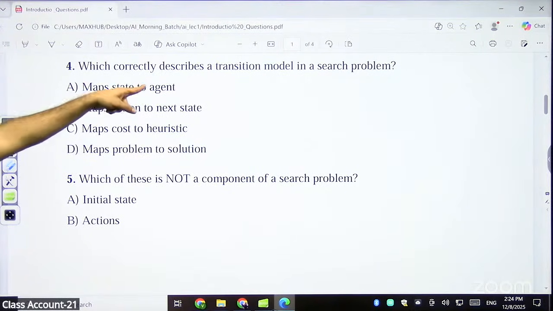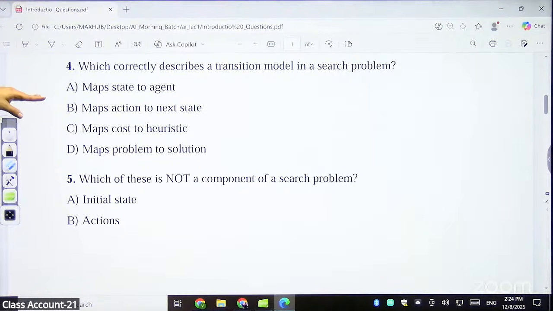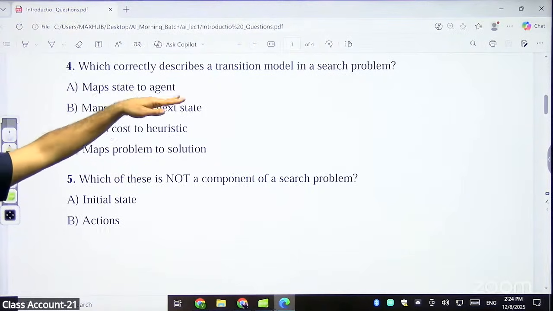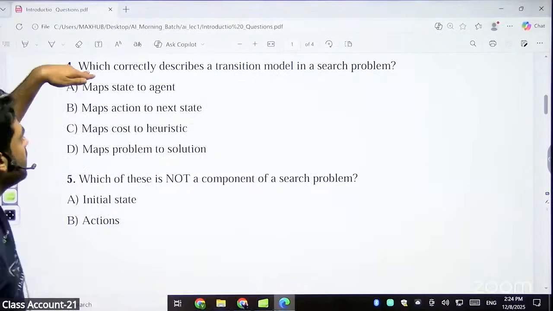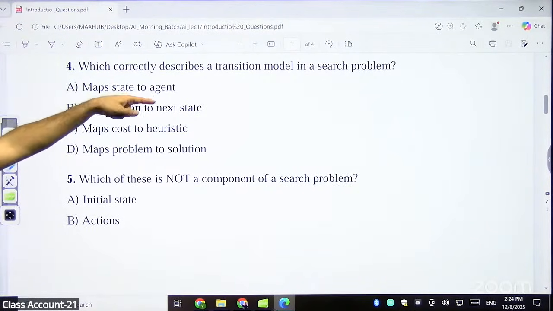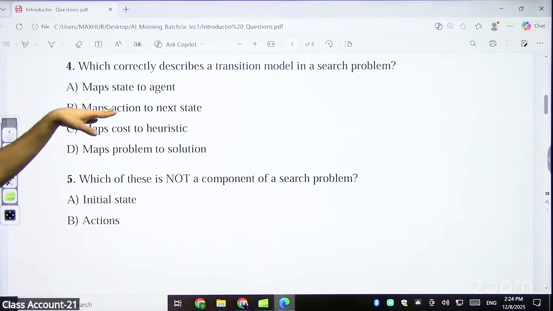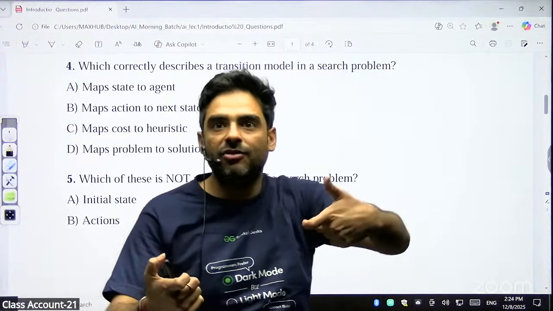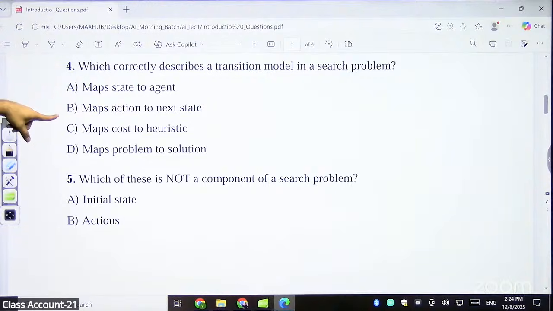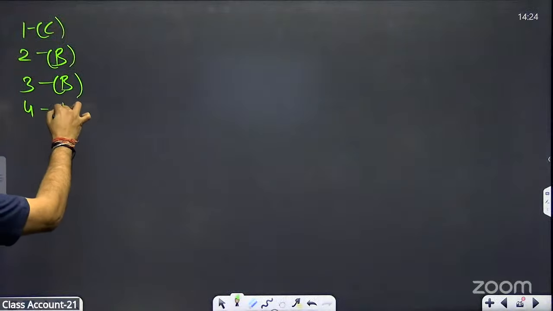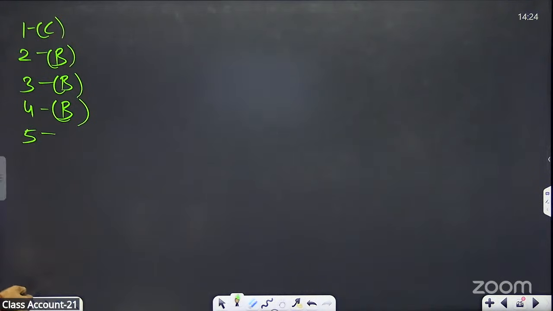Which correctly describes a transition model in a search problem? Option B maps action to the next state, that is correct. What is a transition model? I am traveling from here to here. What is my action? It maps the action to the next state. That is what describes a transition model in a search space. So option B is correct.